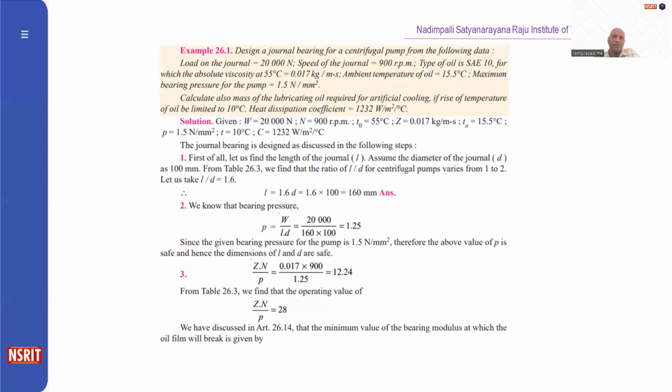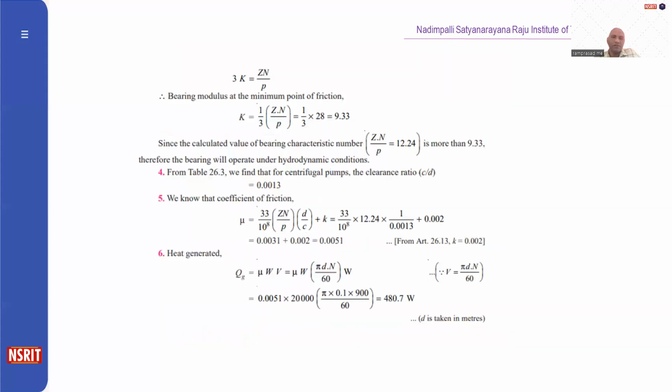Previously, we calculated pressure is equal to load by area, that is 1.25. It is less than the 1.5 that is given. So therefore, the value of P is safe and hence the dimensions of L and D are safe.